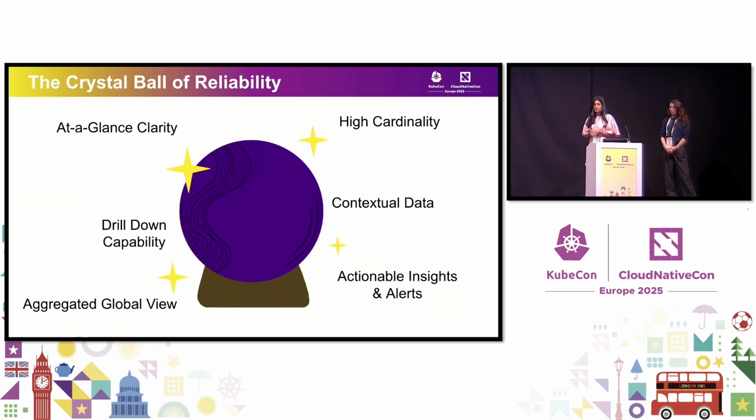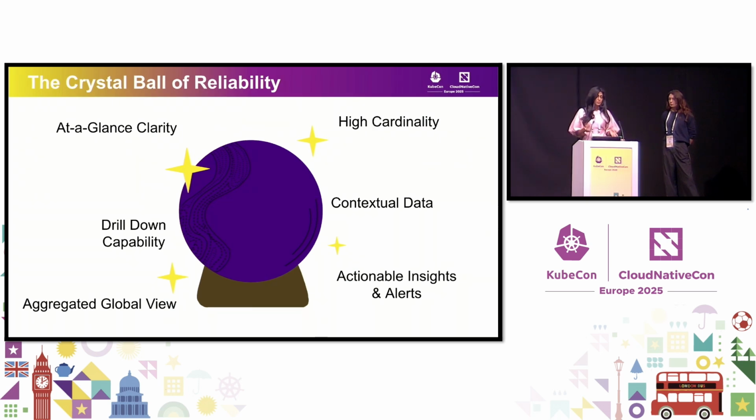It's important to balance your aggregated global view with drill-down capability. You want a top-level pulse of your application or your platform, but also the flexibility to zoom in, whether it's into specific services, error patterns, or time ranges when an issue arises. Dashboards are even more powerful when you supplement them with contextual data, such as traces and logs. It's not just about the metrics, but the story behind them, right? What happened, where, and why.